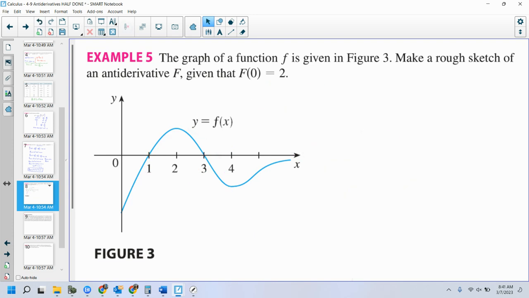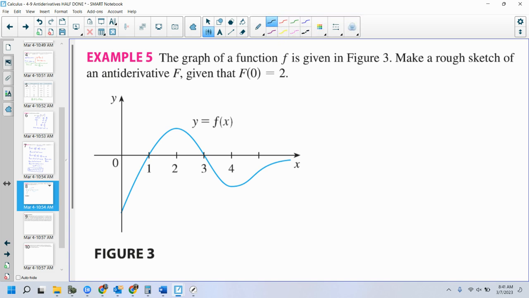Okay. Let me get rid of that. So this is where we'll start for today. We've got to do example 5. And we got some rectilinear motion. All right. So the first thing I'm told here is that the graph of the function f is given. Make a rough sketch of the graph of the antiderivative given that f of 0 is 2.